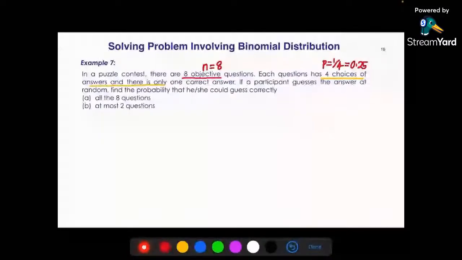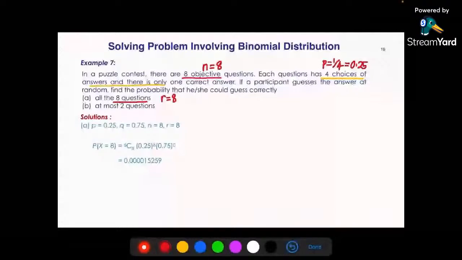Again, this one kita menggunakan formula yang inilah. P 0.25, Q 0.75, N is 8, R also 8. So substitute the value into the formula. P(X equals 8) is 8C8, 0.25 power of 8, 0.75 power of 0. So 0.75 power of 0, kadang-kadang students tu dia jadikan kosong terus, salah. Dia adalah any number power 0, dia akan jadi 1. So you akan dapat this answer lah, it's quite long, 0.000015259.